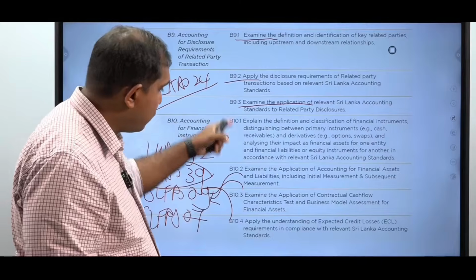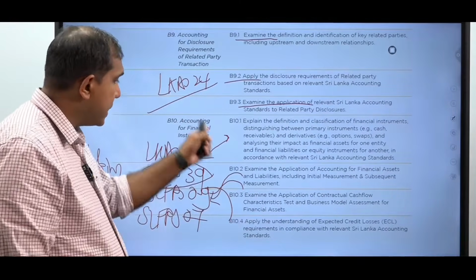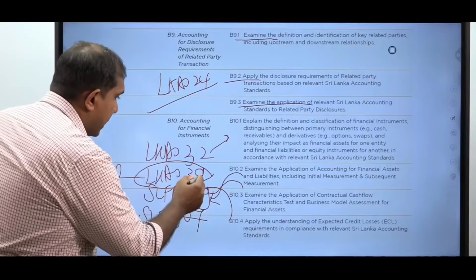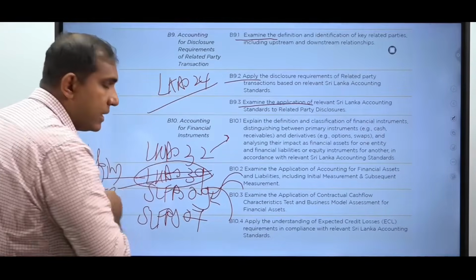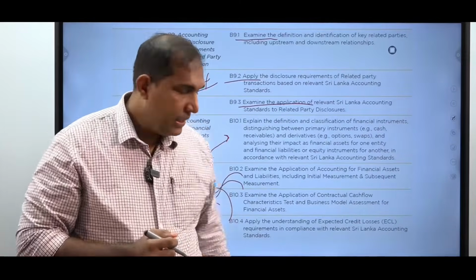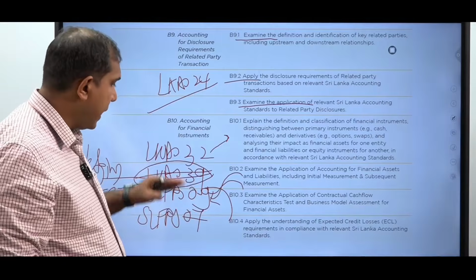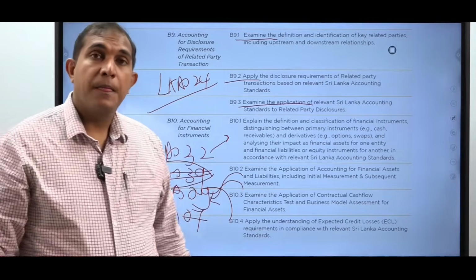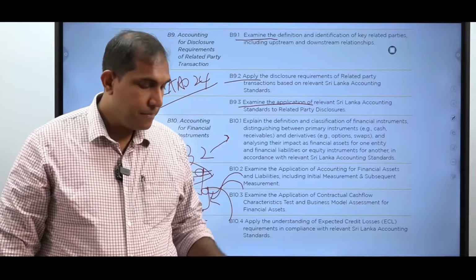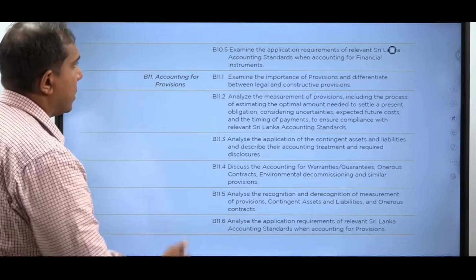Now there are 5 sub-objectives for financial instruments connected things. LKAS 39 content is not there in the syllabus, right? So in that case, LKAS 32, SLFRS 9 and SLFRS 7 to be discussed. Right. Accounting for provisions.